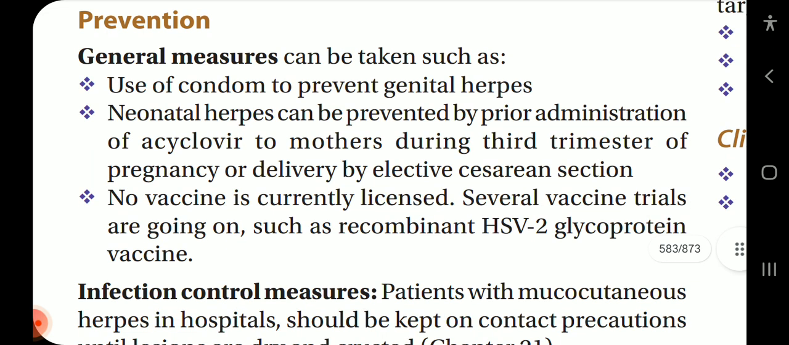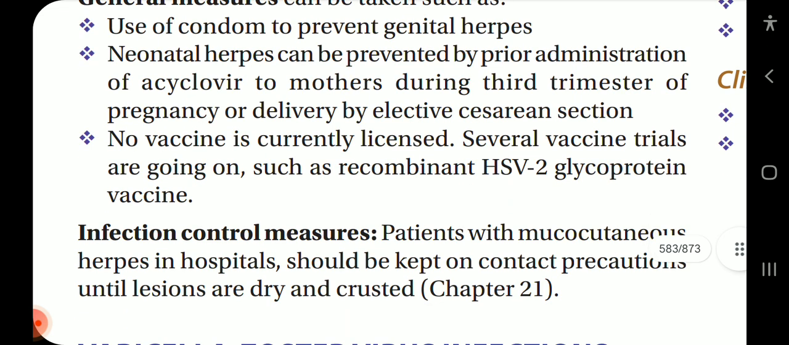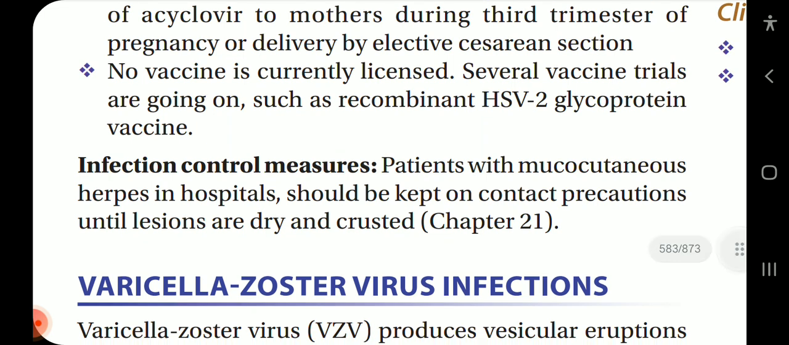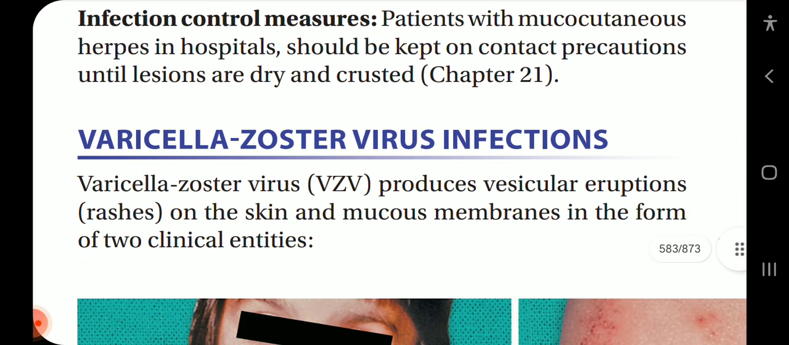Prevention. General measures can be taken such as use of condom to prevent genital herpes. Neonatal herpes can be prevented by prior administration of acyclovir to mothers during third trimester of pregnancy or delivery by elective cesarean section. No vaccine is currently licensed. Several vaccine trials are going on, such as recombinant HSV2 glycoprotein vaccine. Infection control measures. Patients with mucocutaneous herpes in hospital should be kept on contact precautions until lesions are dry and crusted.